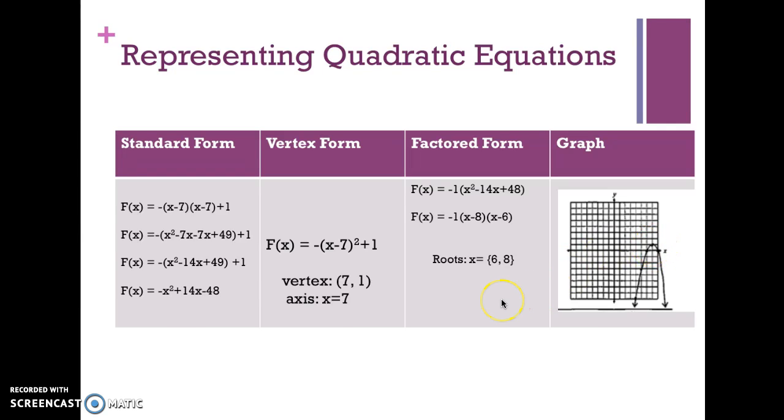Now we have our function f(x) = -1 times (x² - 14x + 48). We go ahead and factor it. When we factor it, our roots are x equals 6 and 8. And our roots are right here where it touches the x-axis.